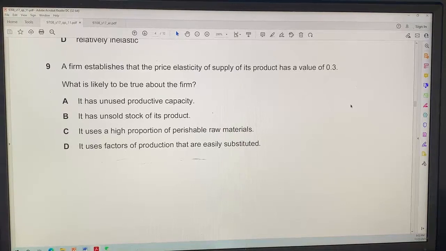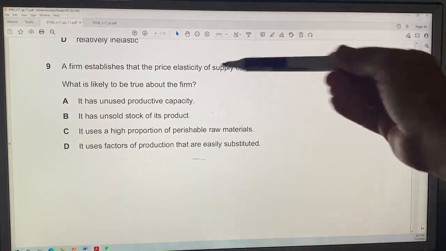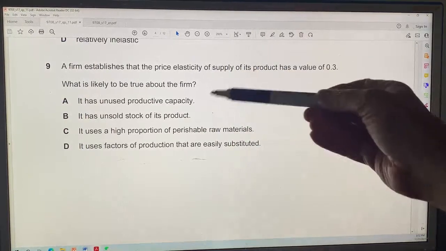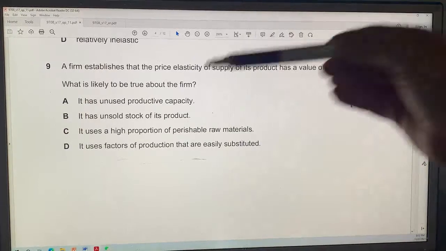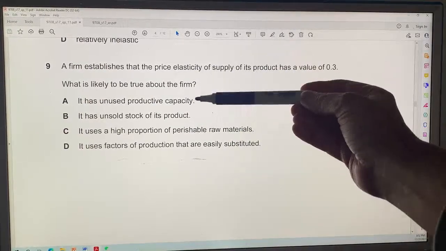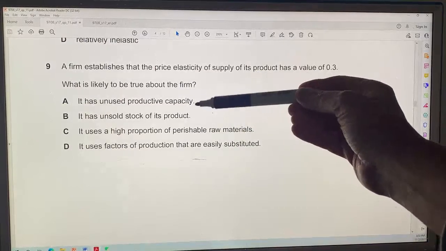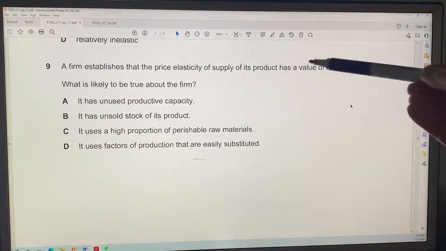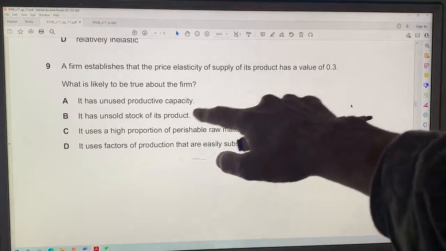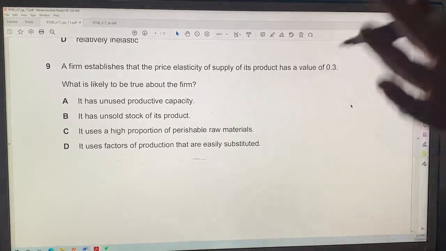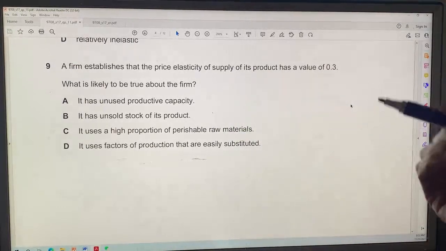Question 9 says a firm establishes that the price elasticity of supply of its product has a value of 0.3. So they cannot quickly increase the supply if the price increases. So what is likely to be true about the firm? Not A, because if you have unused productive capacity and the price increases, then your price elasticity of supply would be high because you would quickly produce more.